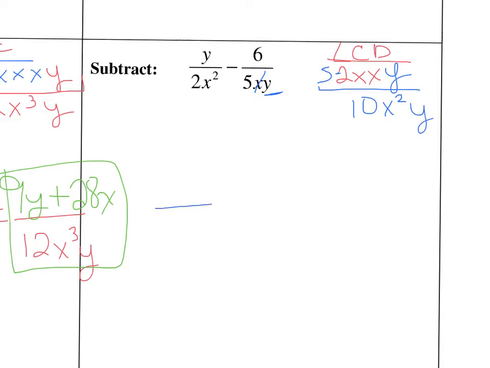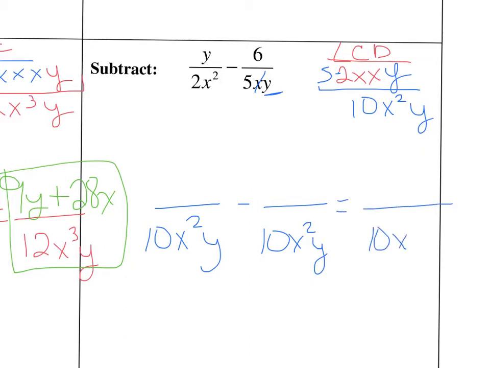So I'm going to write my 2 fractions with a denominator of 10x squared y. And my answer will have a denominator of 10x squared y. Okay, so to get from 2x squared to 10x squared y, 2 times 5, so I'm going to need to multiply times 5. The x squareds match, so no x's, but there's no y up here. So to get this extra y down here, I'm going to have to also multiply times y. So y times 5y gives me 5y squared.